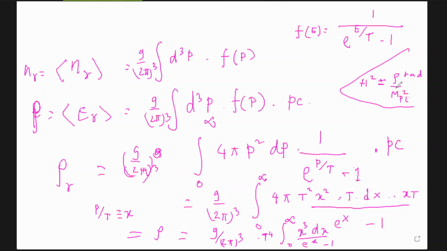So H square will go as T to the power? Tell me. If you use this rho radiation from the calculation I did, it goes as T to the power 4. So H will go as how much? T square. Exactly.